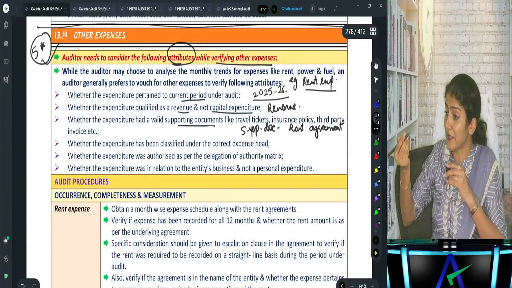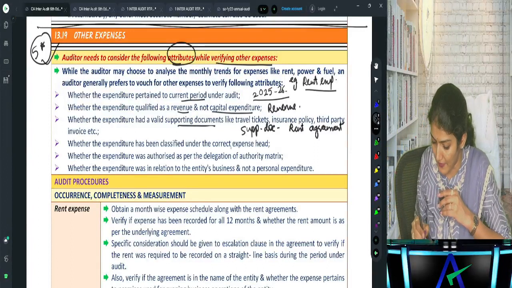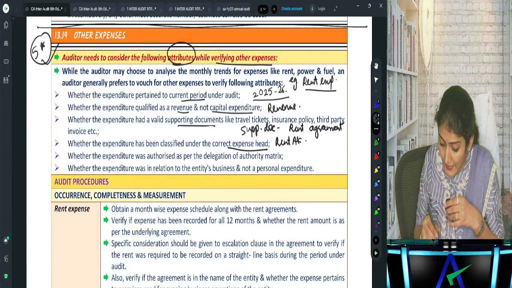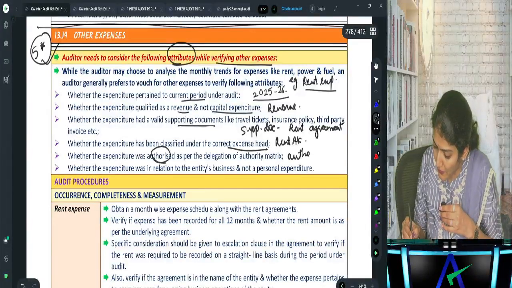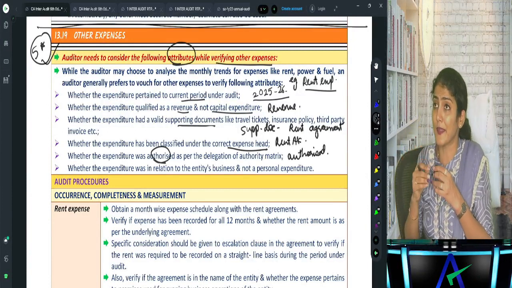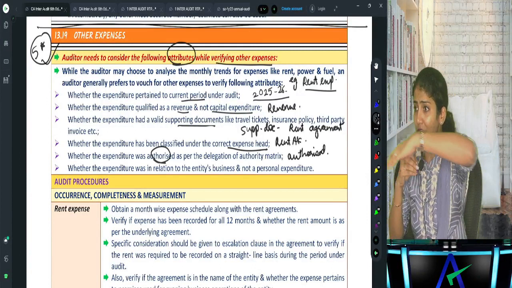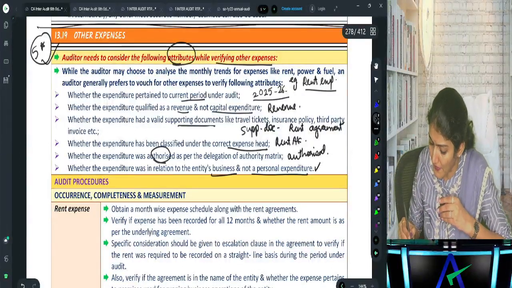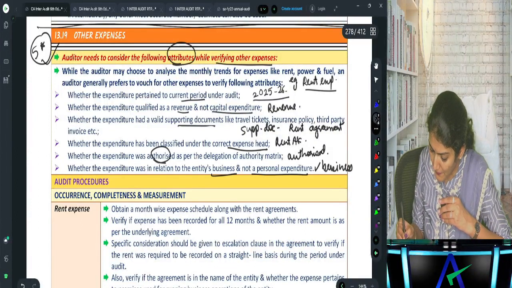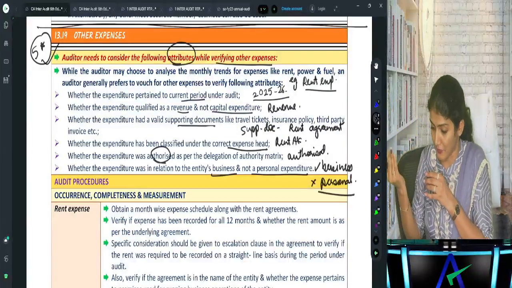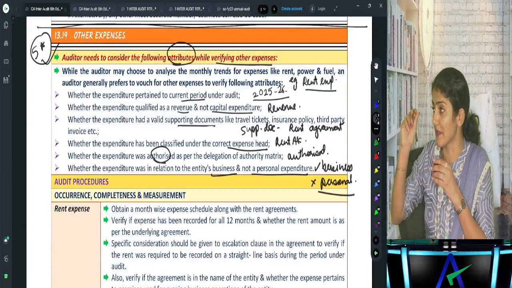Then the expenditure should be classified under the correct expense head. Then obviously rent expenditure can be incurred only after it has been authorized as per the delegation of authority matrix. And obviously, should that rent expenditure be a personal rent expenditure or should it be related to the company, right? Obviously it should be related to the business and not the personal expenditure. It should not be that the managing director of the company is staying in a rented bungalow and that rent has been recorded in the books of account, right? So business expenditure and not personal expenditure, right?